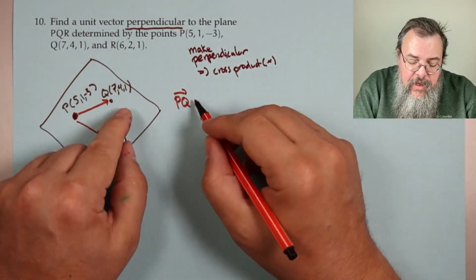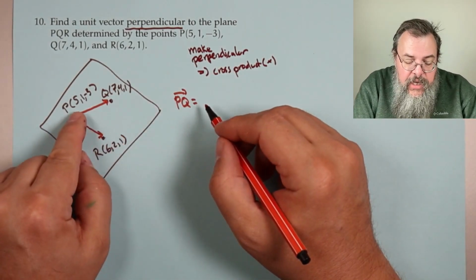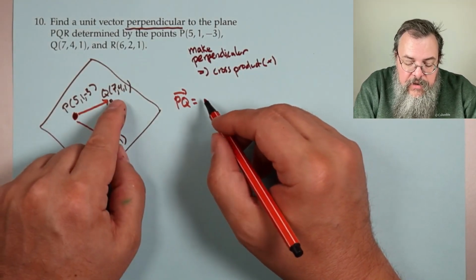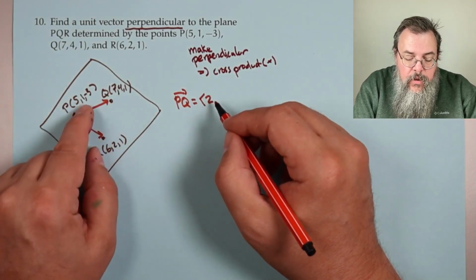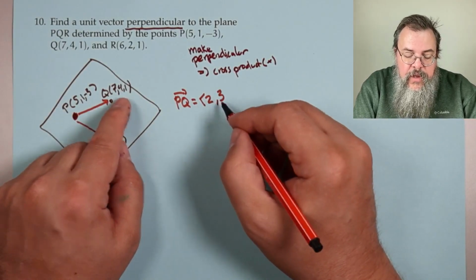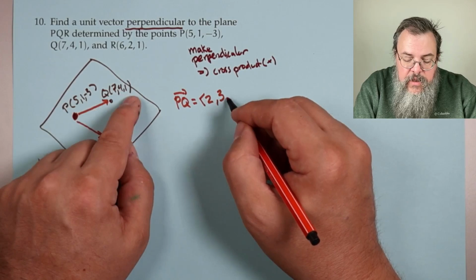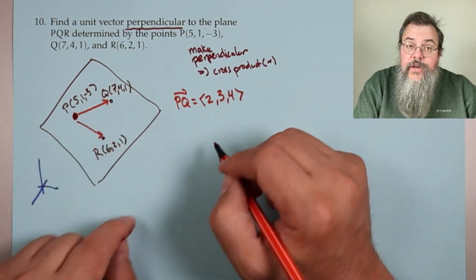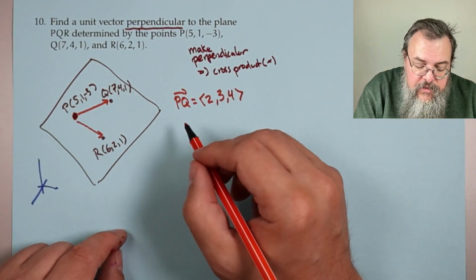And now we say, hey, let's look at the change. 5 went to 7. That's a change of 2. 1 went to 4. That's a change of 3. Minus 3 went to 1. That's a change of 4. 2, 3, 4. Well, that's a nice number.